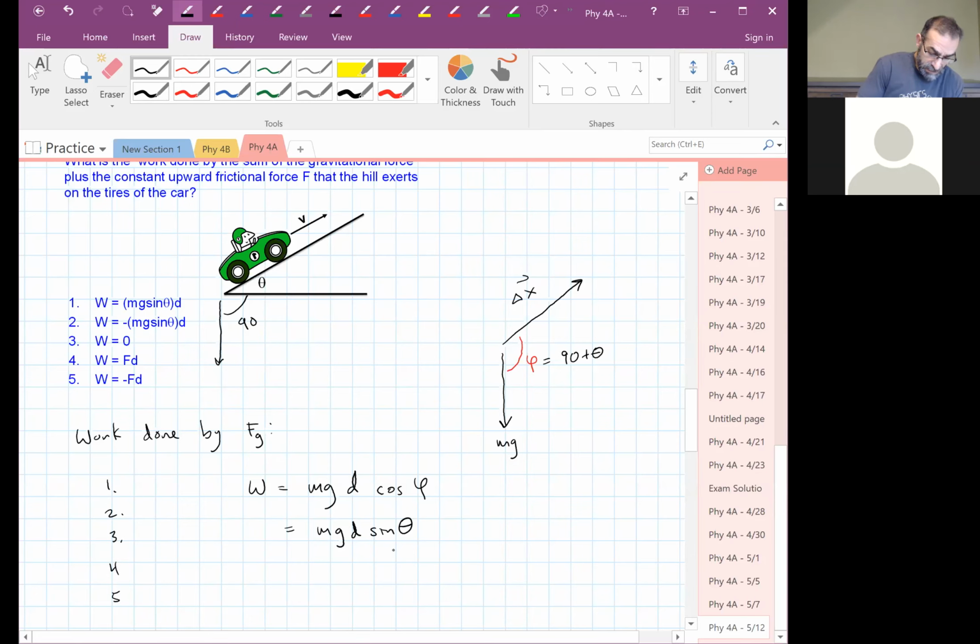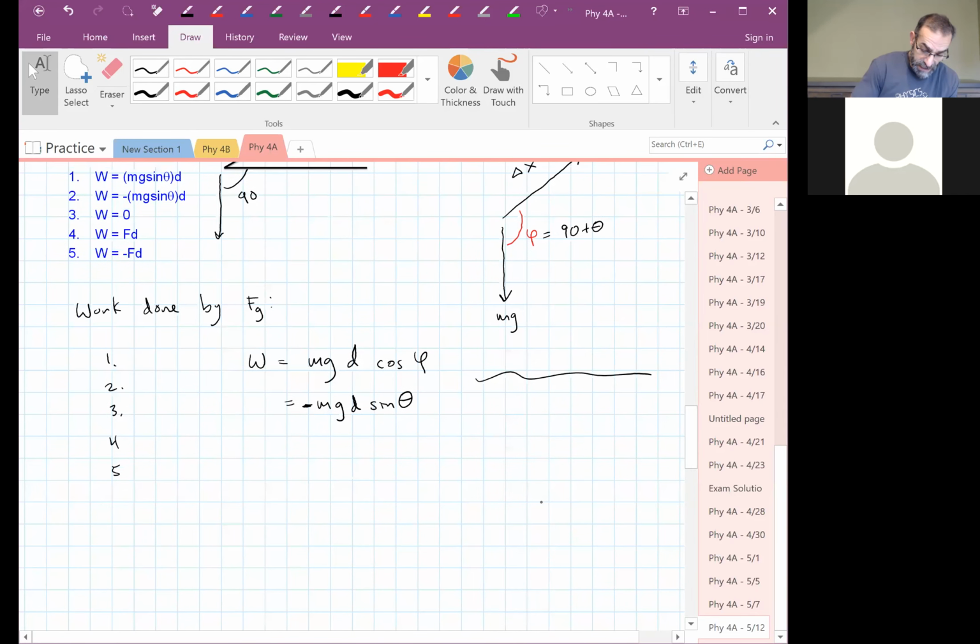So the work done is negative sine theta. Is that right? Negative sine theta. So the work done is this. Now, another way to think of it, maybe this is the way you thought of it, is to break up the force into components, right? So this is one way to look at it.